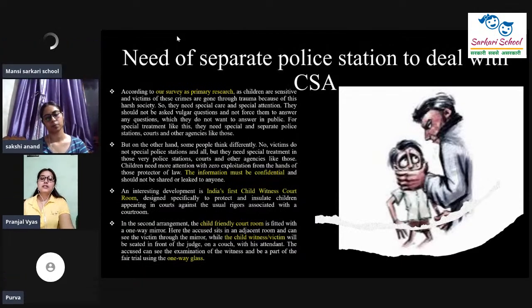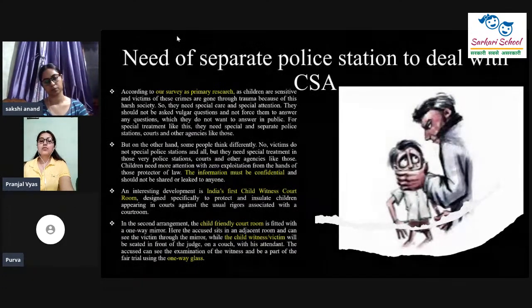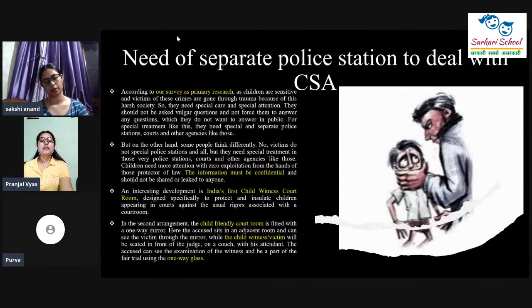Next, an interesting development in India is the child witness courtrooms, which are especially designed for children to insulate and protect them from the usual rigors associated with appearing in a courtroom. They are fitted with a one-way mirror, and the accused sits in an adjacent room and can see the victim through the mirror.